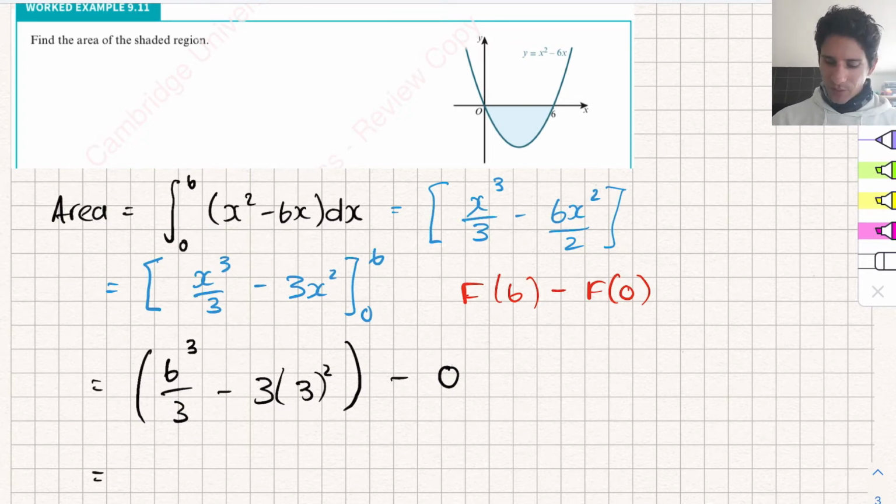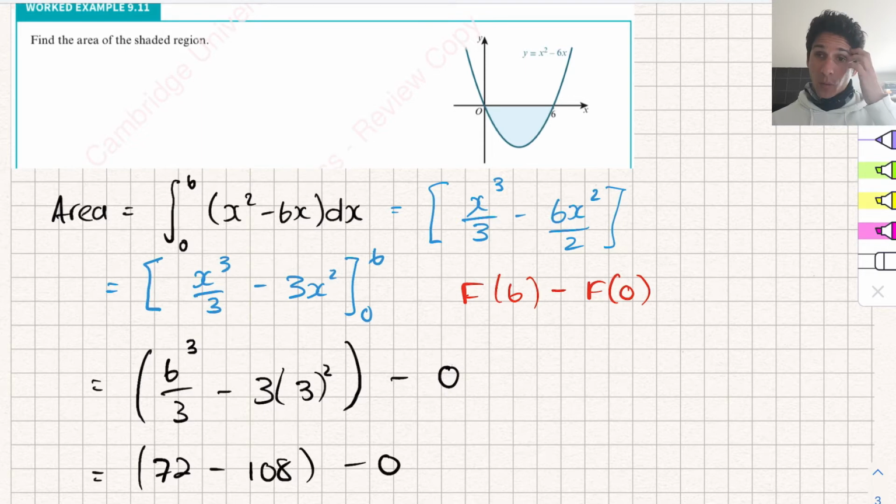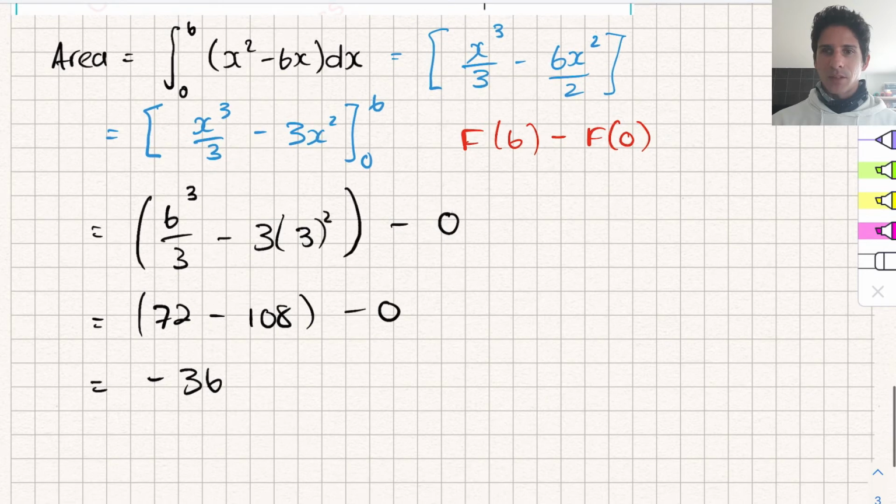If we take this area, we're going to get 72 minus 108, take away 0, and this is going to give me an area of minus 36. Now, this is where we have to be very careful. We were not asked to find the integral. In other words, we weren't asked to find the signed area. We were asked to find the area under the graph, right? So area can't be negative, and so we will just make this area positive. So in other words, the area is just 36 units squared, okay?